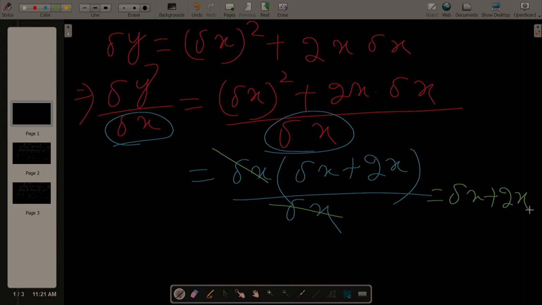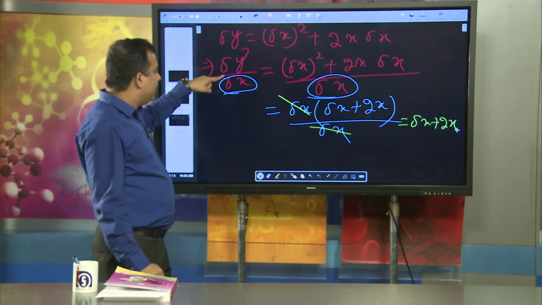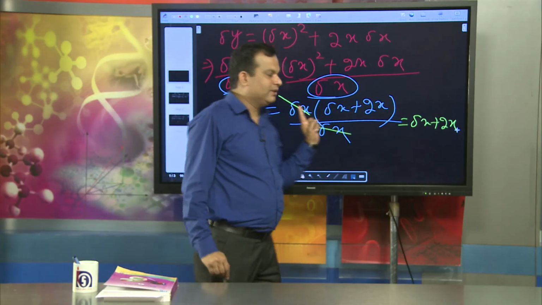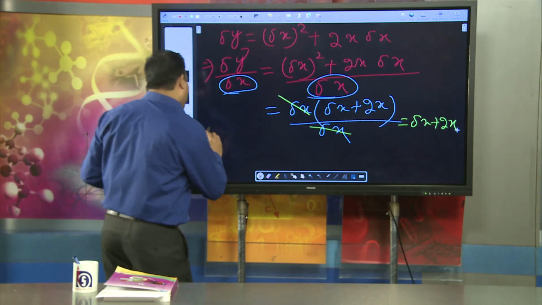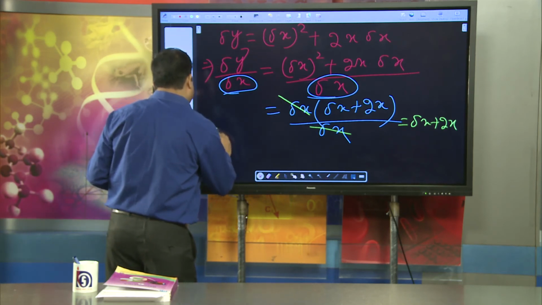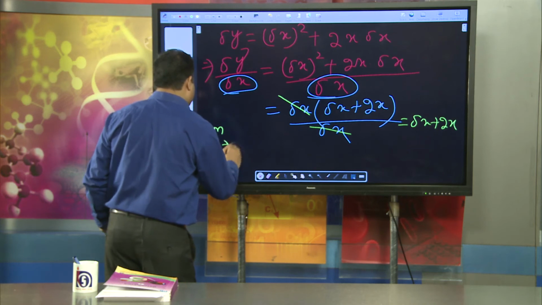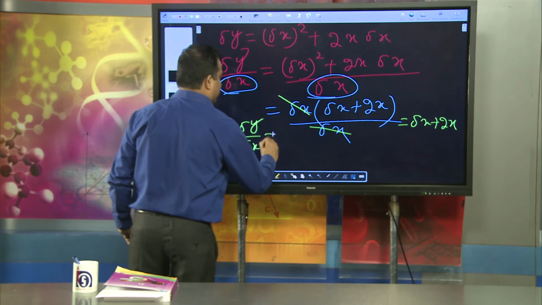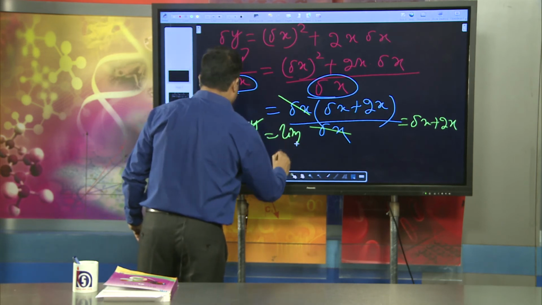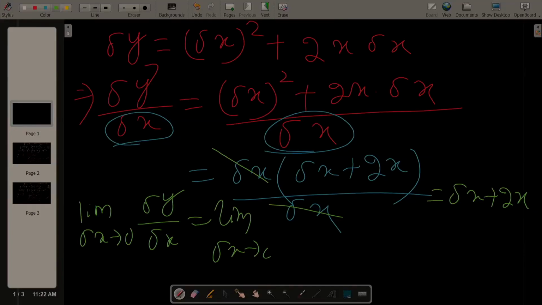Now del y by del x equal to del x plus 2x. This quantity we have got. Now we take the limit as del x tends to 0: limit del x tends to 0 of del y by del x equals limit del x tends to 0 of del x plus 2x.